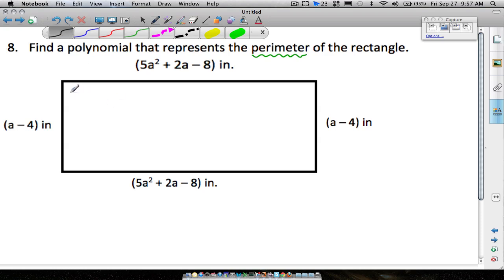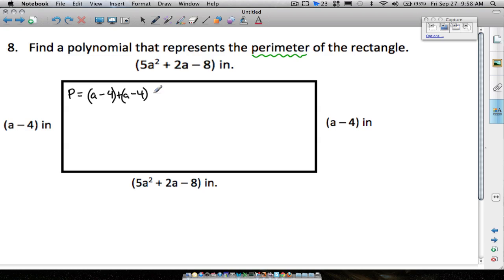Now, if you were to write all this stuff down, it can get long. So the perimeter is equal to, well, we had the a minus 4, so we got a minus 4 plus a minus 4. That is the 2 widths, if you will, the widths of the rectangle. And then we have our 2 lengths, so we want to add those together as well. So we have 5a squared plus 2a minus 8, and then plus 5a squared plus 2a minus 8. Now some of you might prefer to use the perimeter equals 2 times the length plus 2 times the width. That's fine, you're going to get the same answer.